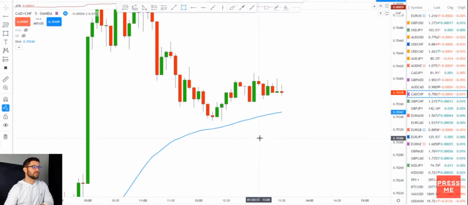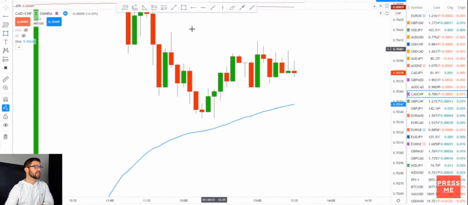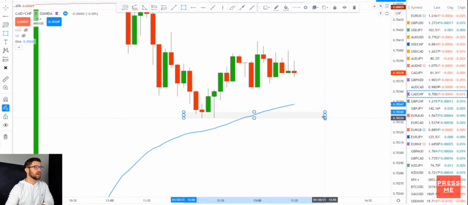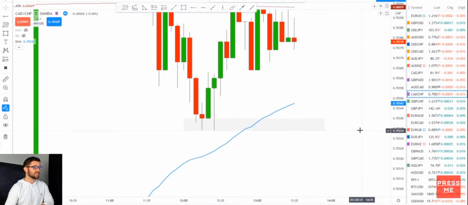All I do, very, very simply, is I place a box on the lowest body of the first bottom and on the lowest wick of the first bottom. This box is considered my termination point. What I want to see is a candle at least touch this box with a wick.